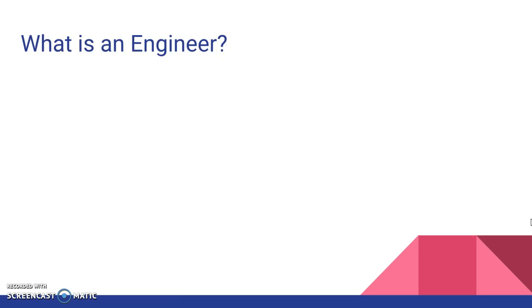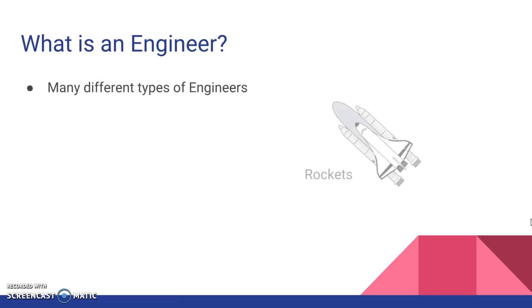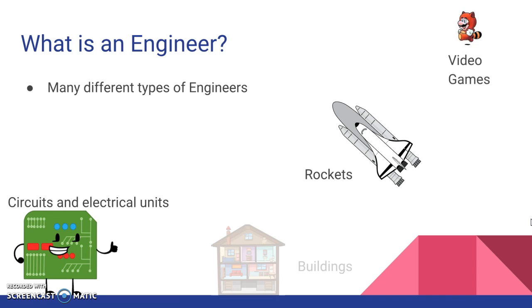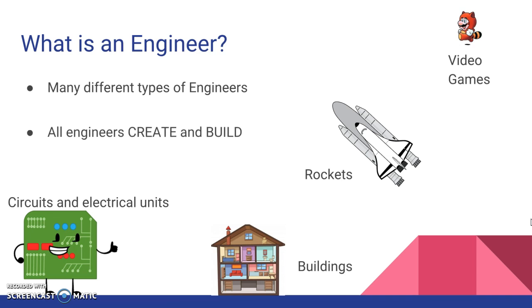First, I want to take a second and think, what is an engineer? There are many different types of engineers out there in the world. We have some that build rockets, others that build circuits and electrical units, some of them create video games, and others build different things like buildings. But each engineer does something very similar. They all do one thing. They all build or create.